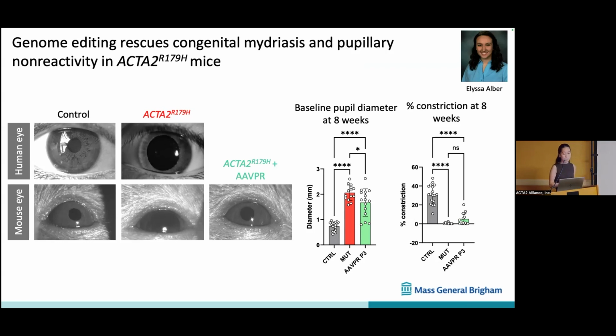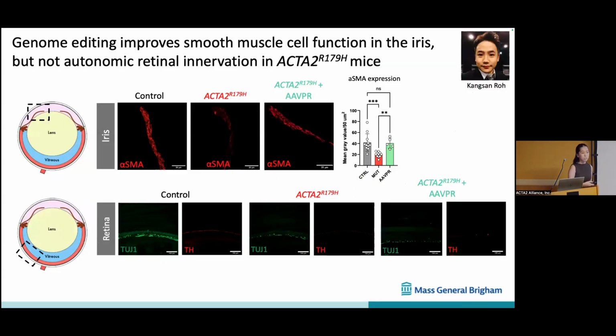So I just showed you what the effects of genome editing are in the eye in vivo, and here I'll show you what these effects look like at a histological level. So we saw a significant recovery of alpha SMA expression in the iris, which is shown here, this red signal. And that definitely plays a role in the partial recovery in pupillary contractility and resting baseline diameter that we see in most of our treated mice.